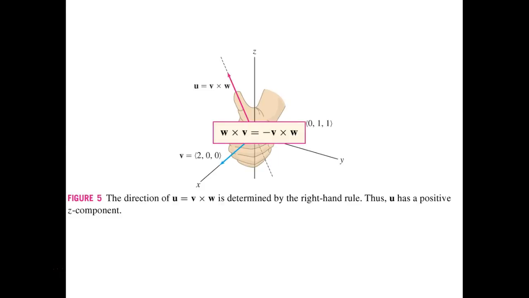Yeah, this is it. Let V be the vector 2, 0, 0. That's our V right here. Let W be the vector 0, 1, 1.